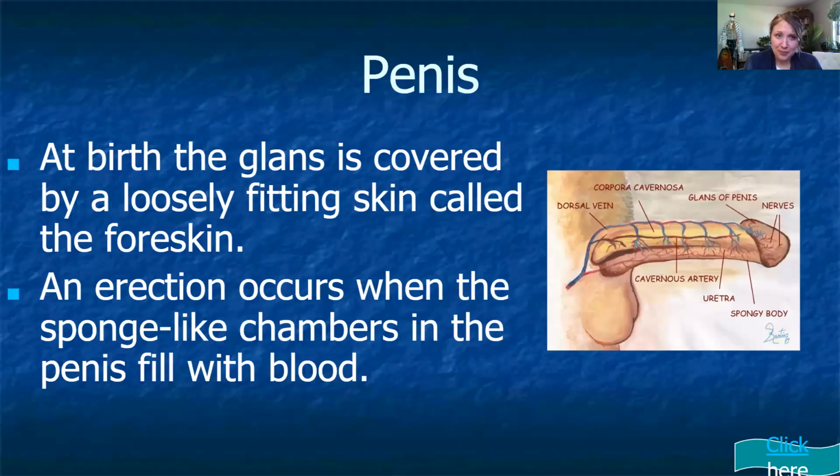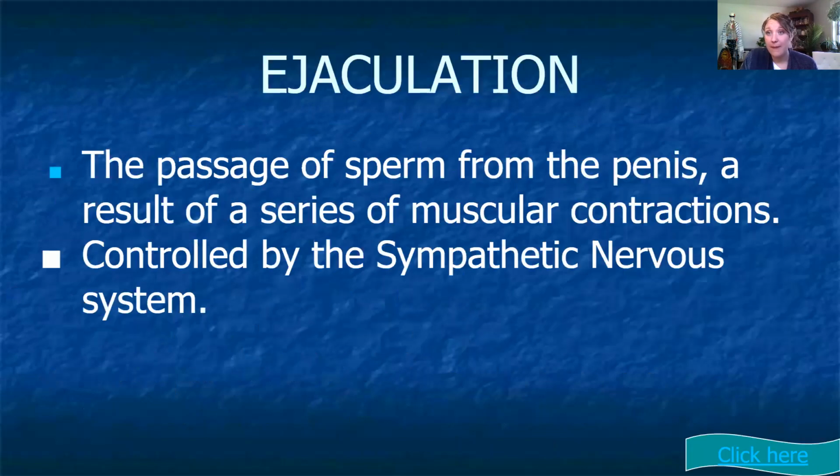The penis itself, at birth, the outside very end part of the penis is covered with a fold of skin called the foreskin. So we say the glans is covered by the foreskin. An erection before ejaculation occurs because the spongy tissue on the top part of the penis becomes filled with blood. This is part of the sympathetic nervous system reaction of excitement. During ejaculation, those muscles will contract and the seminal fluid will be released from the vas deferens, and all of this is part of the sympathetic nervous system.